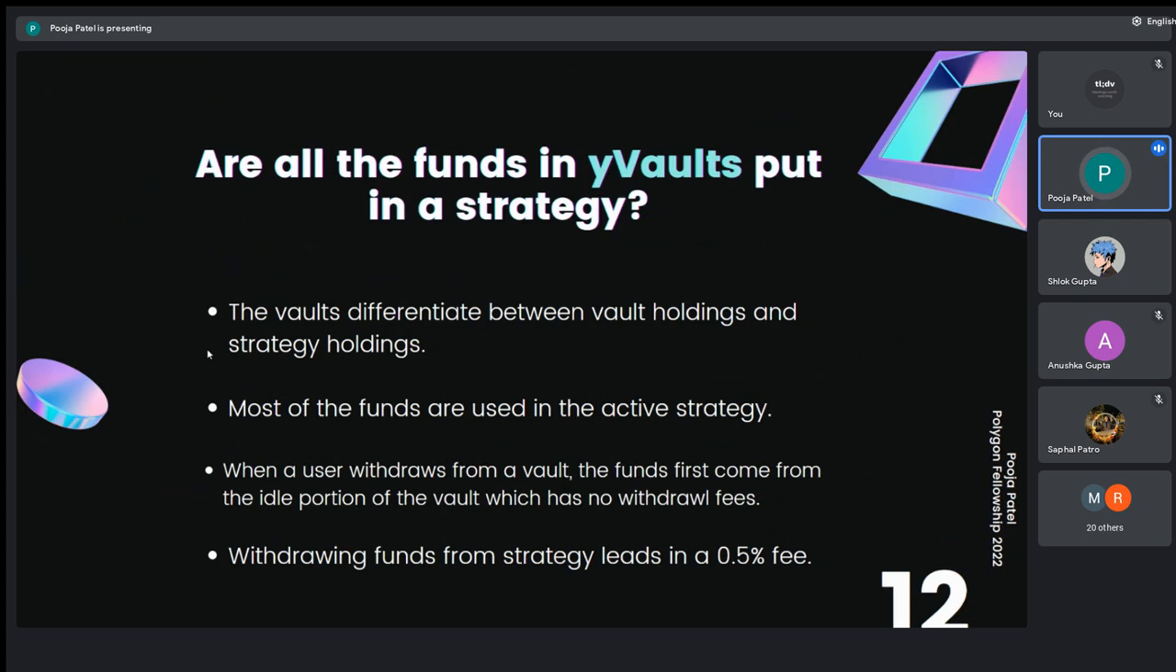So when a user withdraws from a vault, the funds first come from the idle portion of the vault, which has no withdrawal fees. But withdrawing from the strategy funds leads to a 0.5% fee.